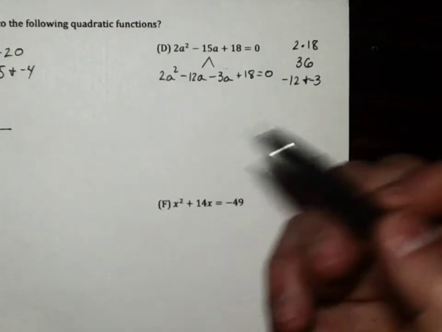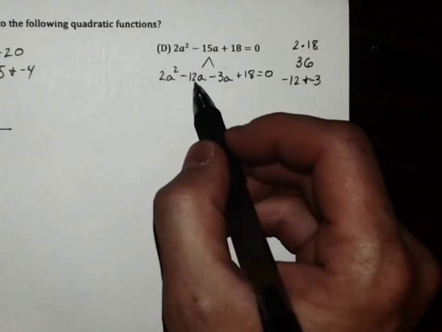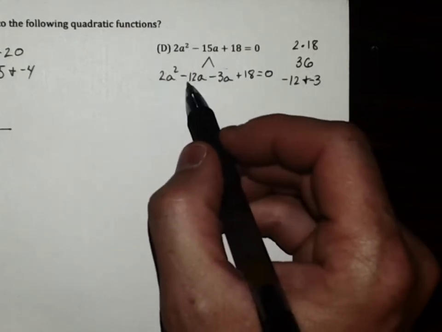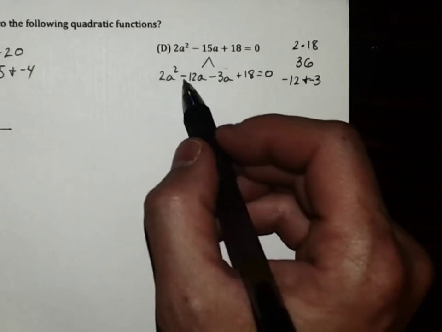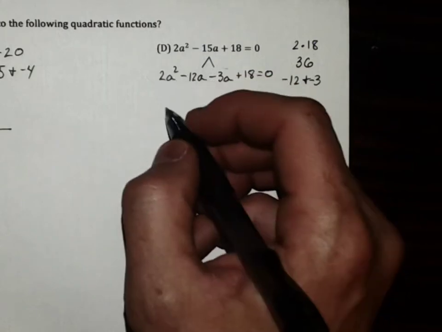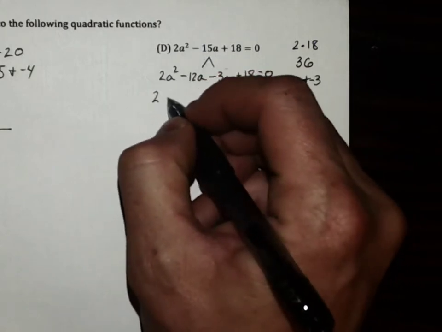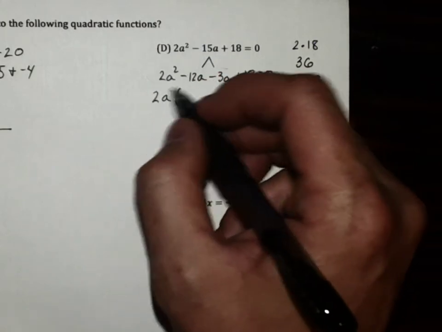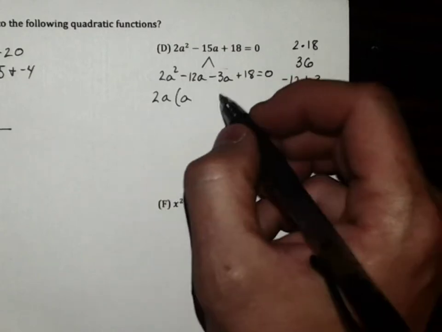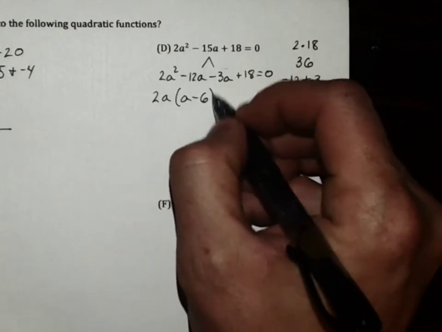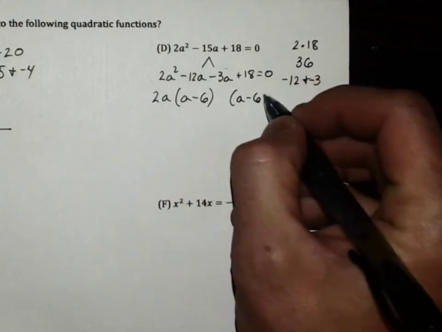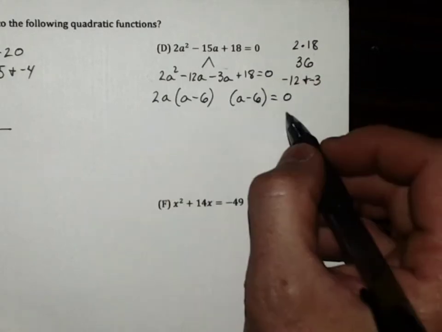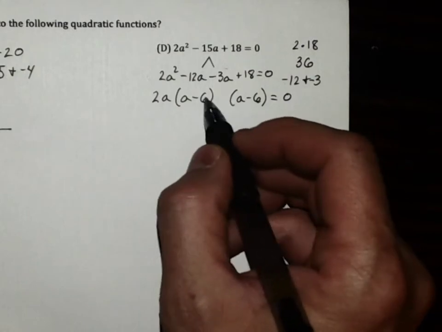I factor by grouping. We look at the first two terms only. What is in common between 2a squared and -12a? The answer is 2a. Take that 2a out and it leaves behind an a minus 6. I take this a minus 6 and I rewrite it exactly as it is, but I give myself a little space here.